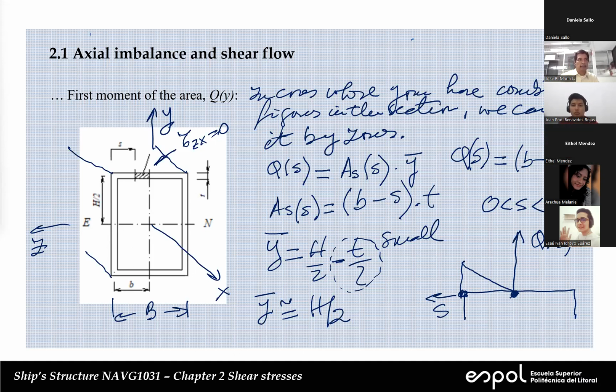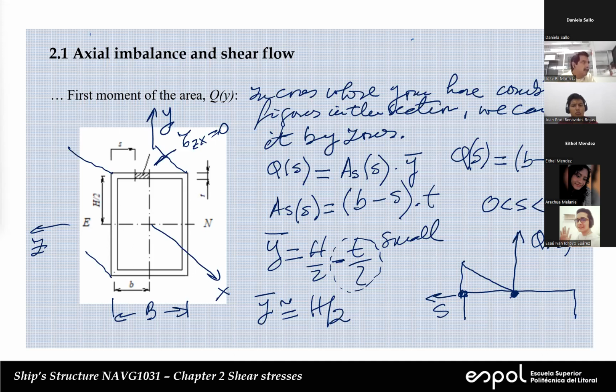Excuse me, doctor, I have a question. Why T over 2? Why do you consider T over 2 and Y minus T over 2? Because I see the distance between the neutral axis to the center is H over 2. Why do you consider T over 2?